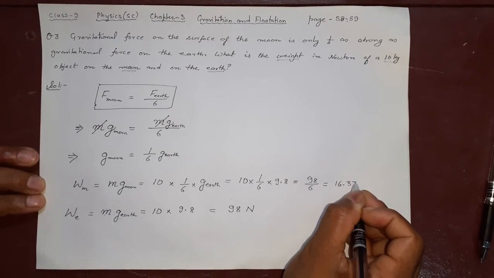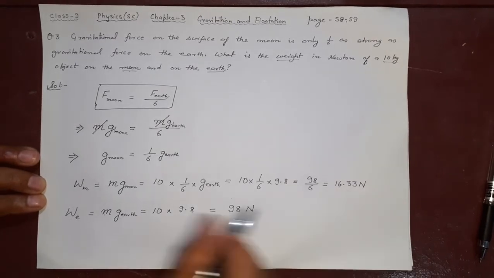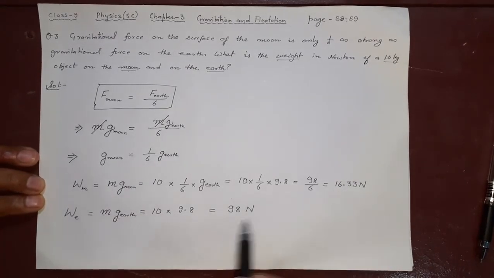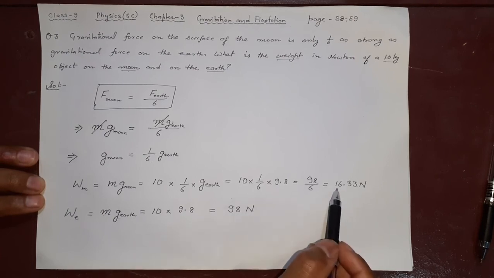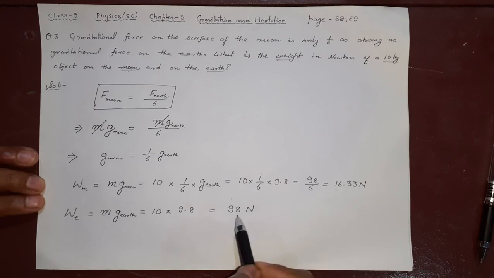16.33 Newton. You can see the weight of the object is very different on the moon and on the earth. On the earth it will weigh 98 Newton, but on the moon it will weigh only 16.33 Newton. Very different. Okay, 1/6 difference is there. So this is what you need to solve in this question.